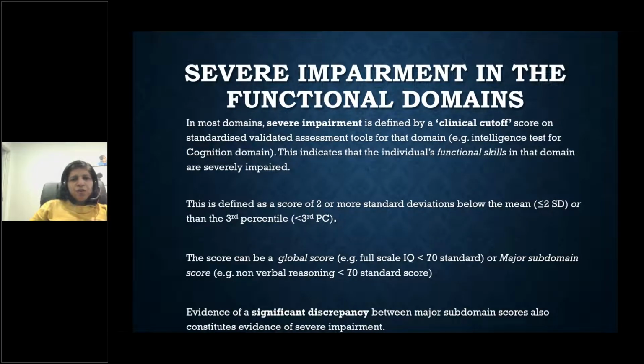Now, when we talk about severe impairment, this is defined as a score of 2 or more standard deviations below the third percentile. There can also be quantification in terms of IQ assessment. So if the full scale IQ is less than 70, or you can also do a non-verbal reasoning score of less than 70, that can also be considered as severe impairment. Evidence of significant discrepancy between major subdomain scores also constitutes evidence of severe impairment. For example, one is scoring a little bit high and the other is very low. That kind of discrepancy cannot be explained by ADHD alone. So there needs to be an overall assessment which takes into account all these factors.